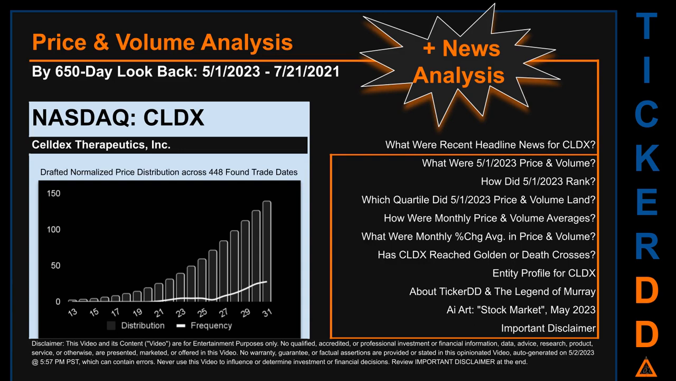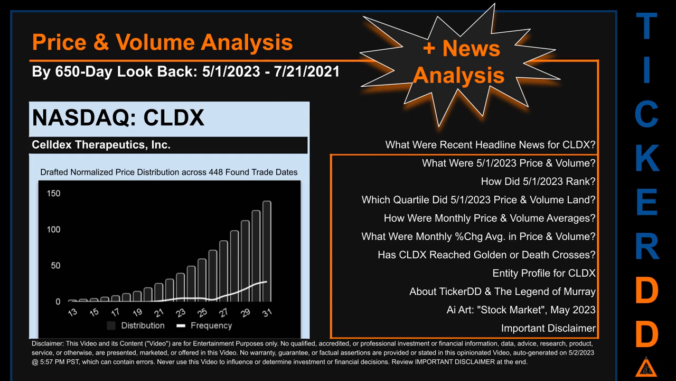Looking back 650 calendar days from Monday, May 1, 2023 to Wednesday, July 21, 2021, we found 448 applicable trade dates for use in our analysis. The chart shown on this page is our initial attempt at studying the price for CLDX after dynamically normalizing price distribution across those discovered trade dates.